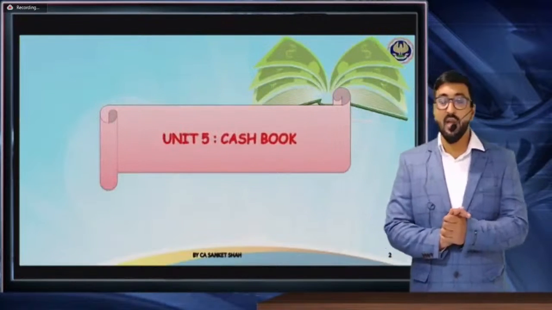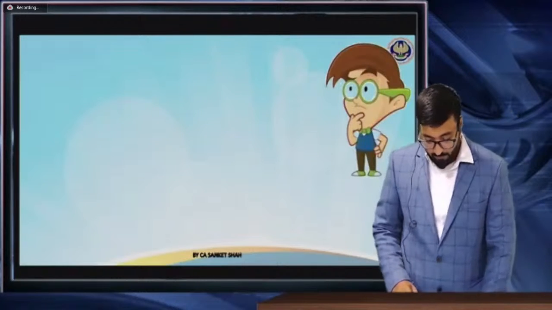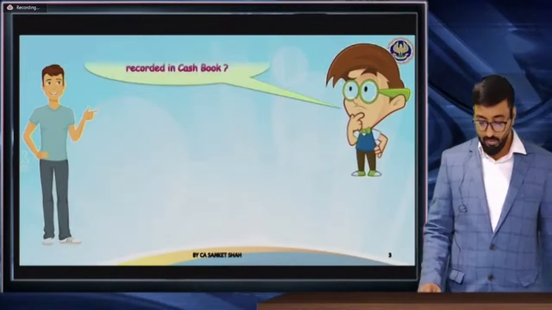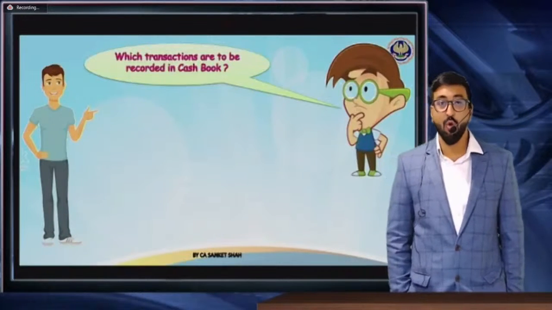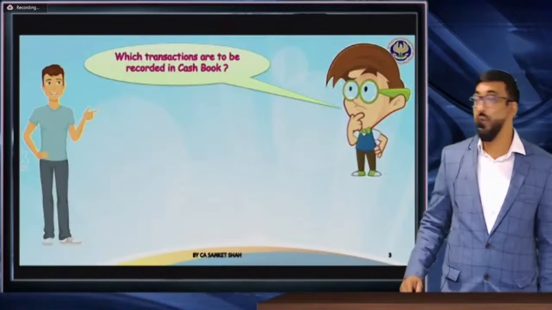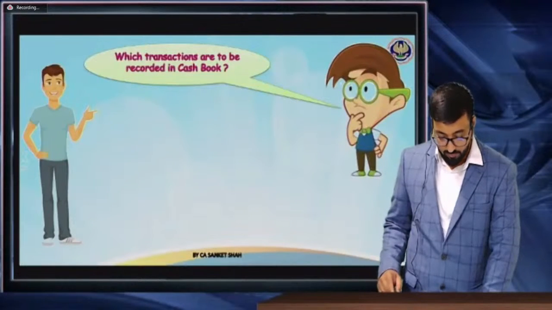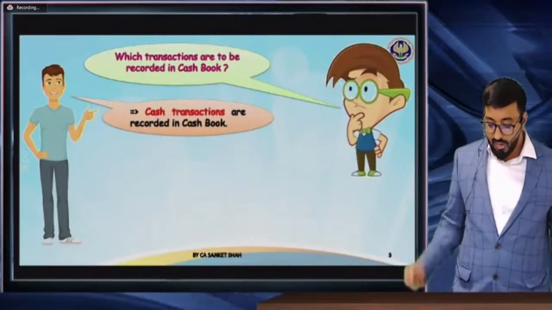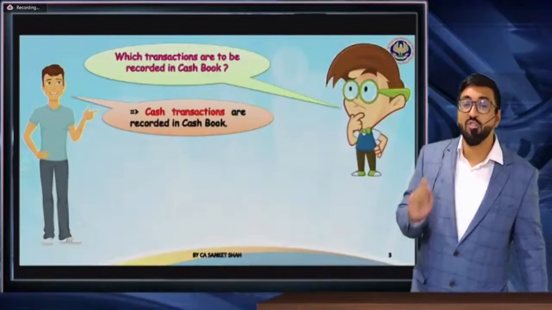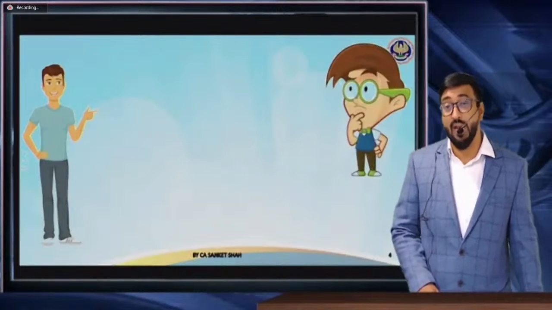So let's start with the cash book. Sir, what is cash book? Which transactions are to be recorded in cash book? Sir, first question to yourself, which transactions are you going to record in the cash book? Cash transactions are recorded in cash book. So beta, cash transactions, any receipts, any payments, that you are going to record in the cash book.